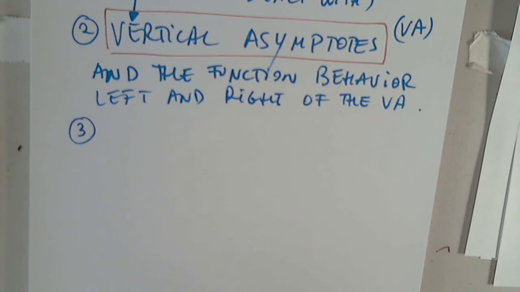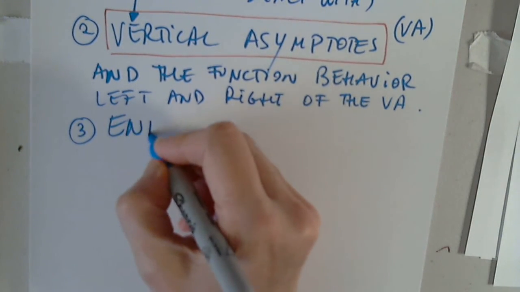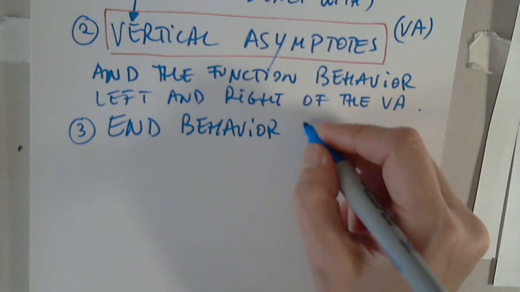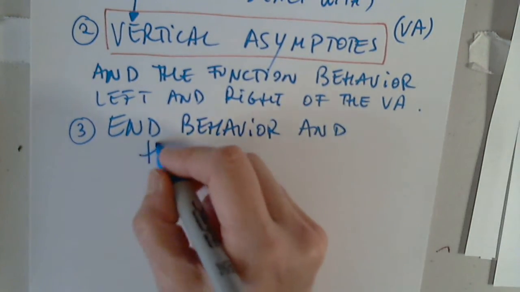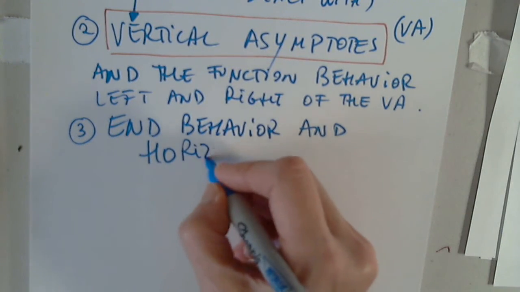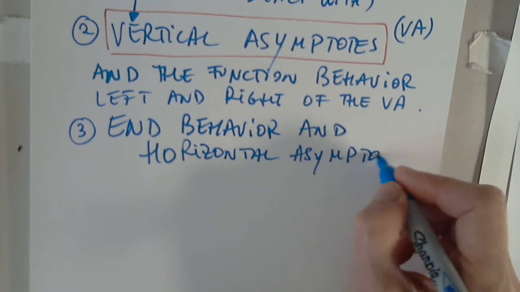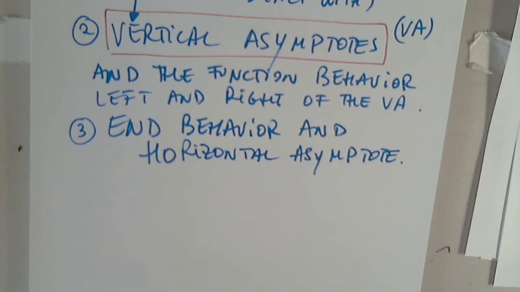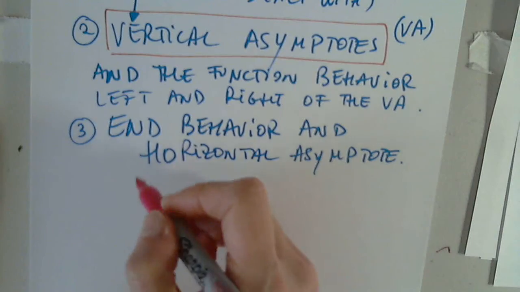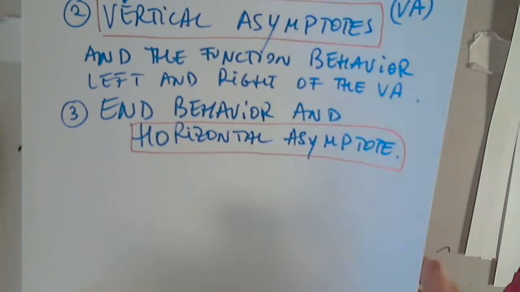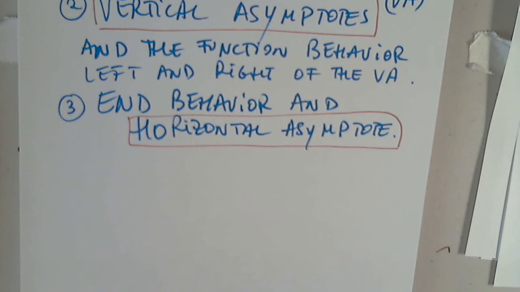Three. End behavior, which we know. And something we don't know. Horizontal asymptote. I'm going to circle this one because it's new. The end behavior is not new. We looked at polynomials with end behavior.